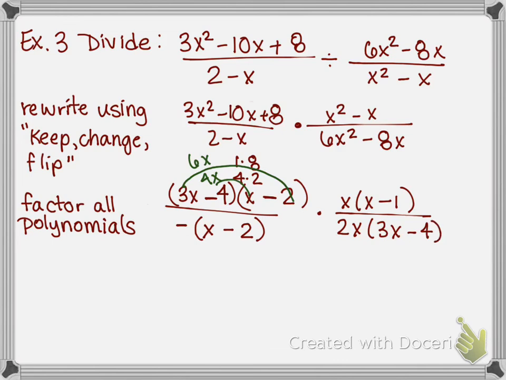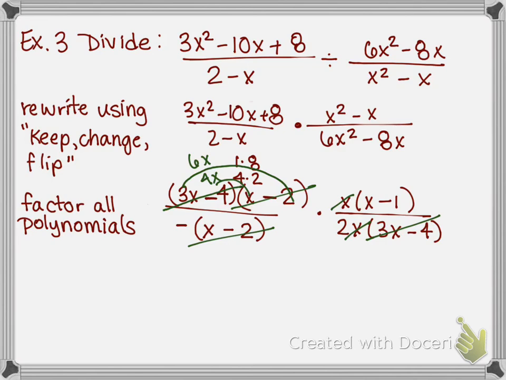All right, math stars, time to do some canceling. Okay, so we're canceling out any like terms in the numerator and like terms in the denominator. So the 3x minus 4's cancel. The x minus 2's cancel. What else cancels? The x's.